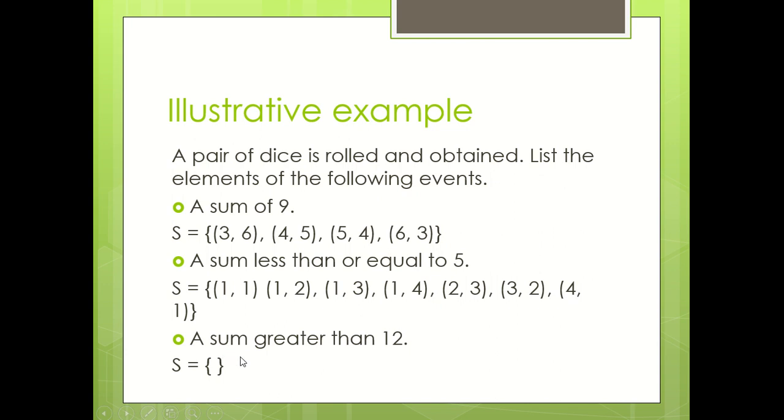In the third example, the event is to obtain a sum greater than 12. If you go back to the table, you can see that the highest sum is 12, so it would be impossible for us to obtain a sum greater than 12. So if you look at S here, it is represented by a null or an empty set. This is what a null or empty set looks like.